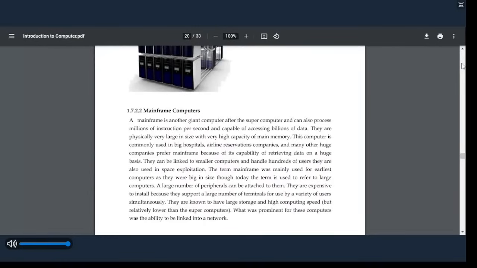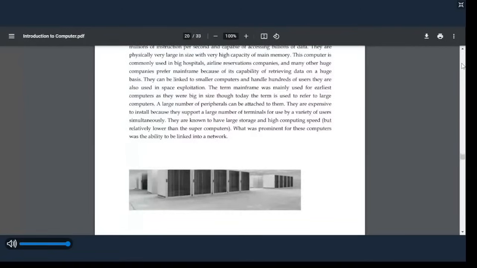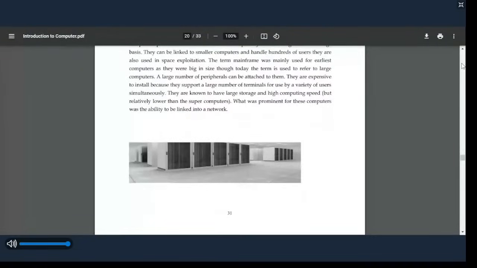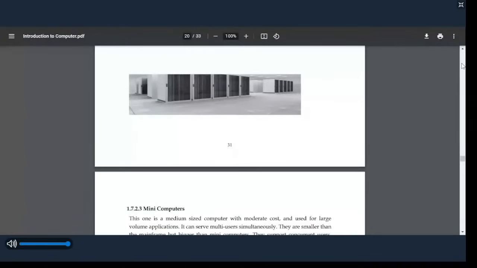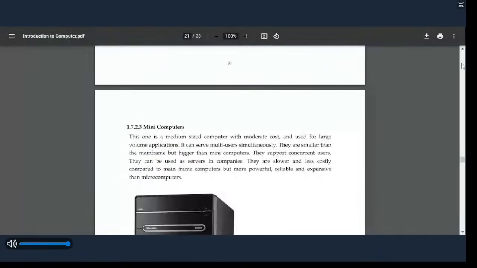They are known to have large storage and high computing speed, but relatively lower than the supercomputers. What was prominent for these computers was the ability to be linked into a network. Most of them are used as servers to connect other computers. Most people use them as servers, meaning that you connect other computers, get data from them, and they can be used for storage and other capabilities.